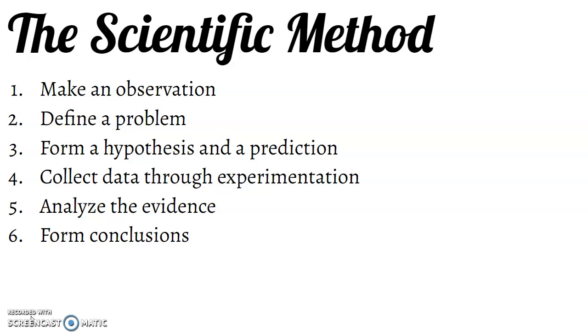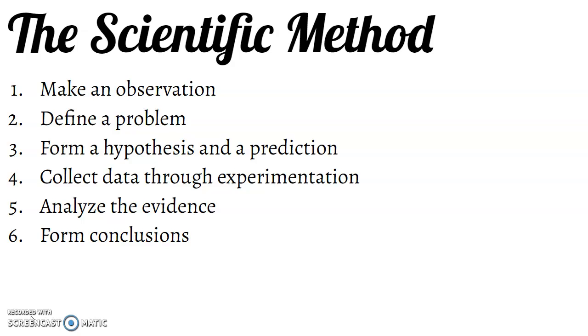Off of your observations, you're then going to define a problem. From this problem, you might formulate a lot of questions, form your hypothesis, and make a prediction on what you think is going to happen. After you form your hypothesis and make a prediction, you're then going to design your experiment to test your hypothesis. The next step, as you are running your experiment, is collecting data through experimentation, and we'll talk today about the different types of data that you can collect throughout a lab.